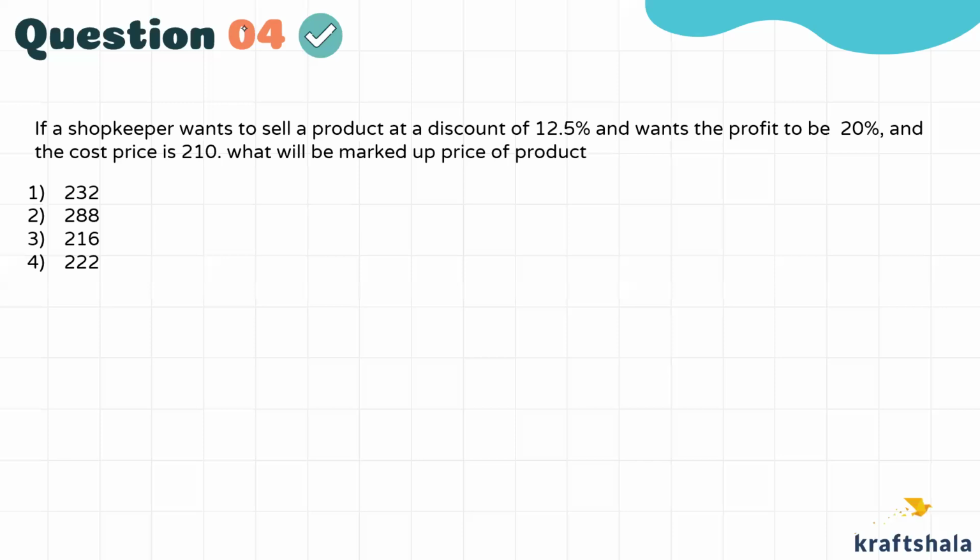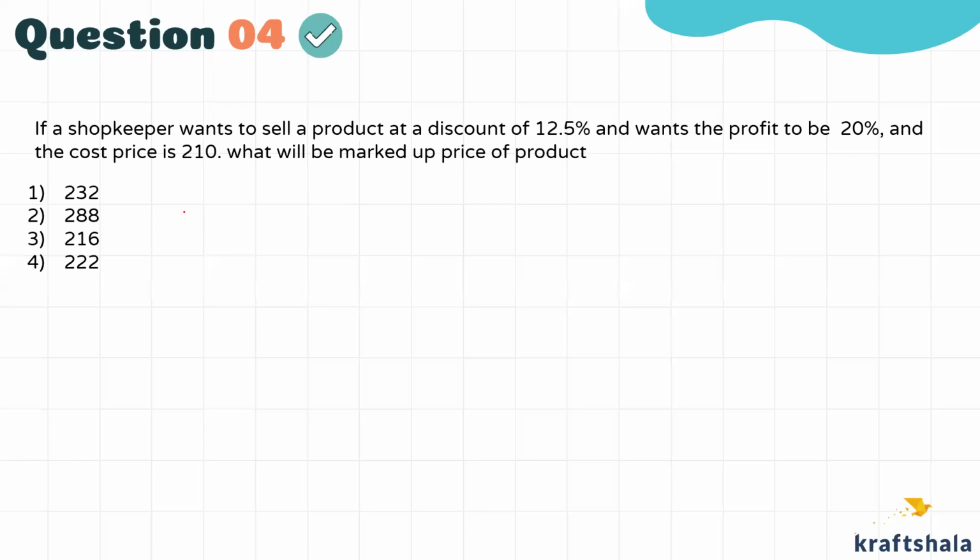Okay, so a couple of students have answered and both are correct. Let's start. If a shopkeeper wants to sell a product at a discount of 12.5 and wants the profit to be 20%, cost price is 210. What will be the mark price? So this is a very important question because this question has given you discount percent, given you profit percent, cost price, MP pucha hai. So that means all the prices, all the percentages are used at once. So which makes this question quite important.